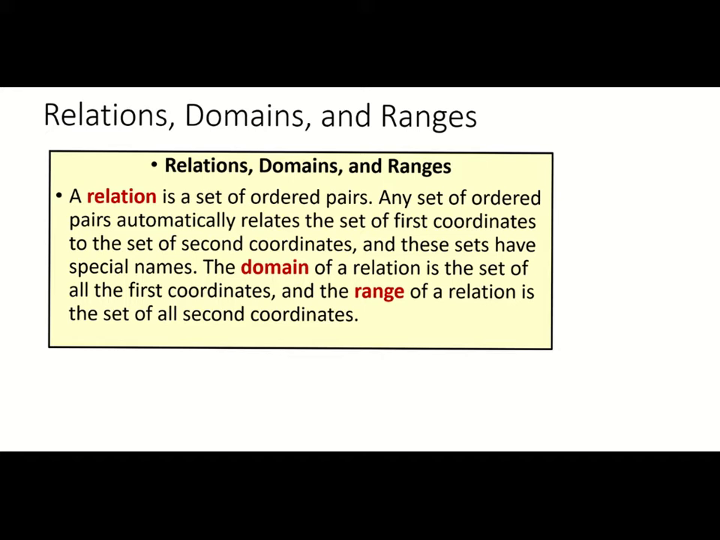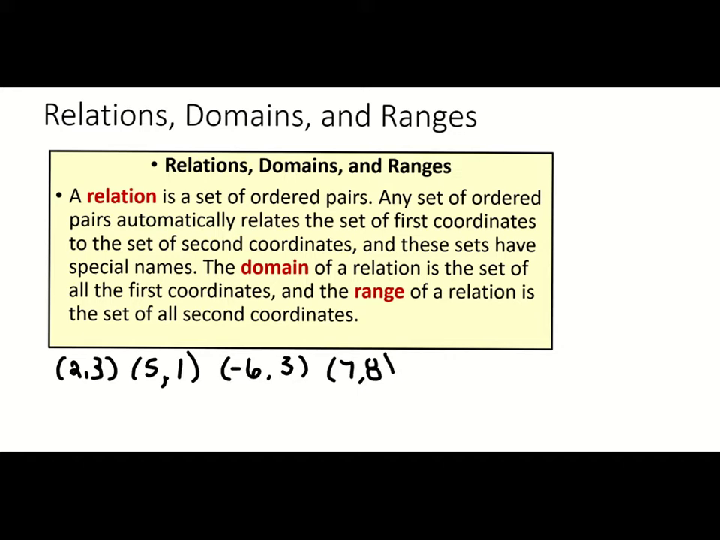I'm just going to create a set of ordered pairs. We'll do (2, 3), (5, 1), (-6, 3), and (7, 8). All right, so this is a relation. It's a set of ordered pairs. Typically, we call them our XY coordinates. And these sets have special names.